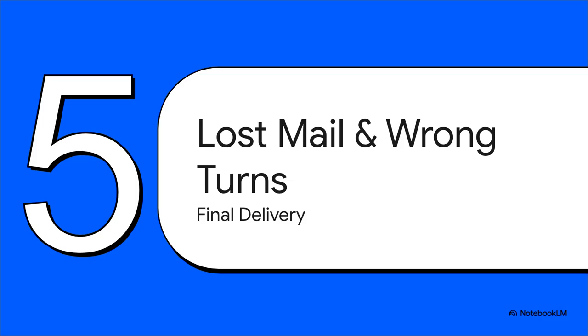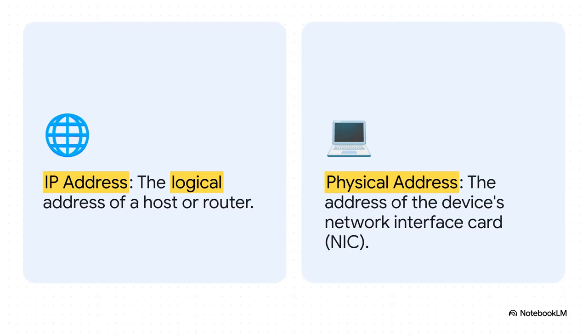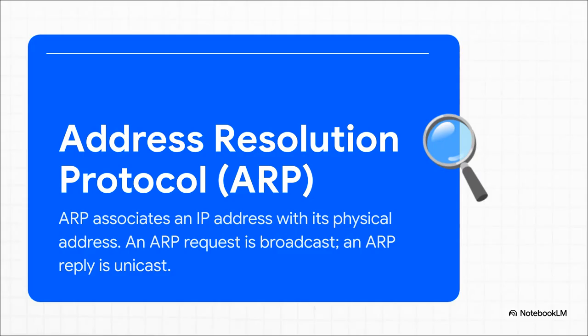But just like with physical mail, things can still go wrong at the last second. So, to understand this last little hop, we need to know about one more type of address. Your device has its IP address, which is like its street address. It's logical, it can change, but it also has a physical MAC address. This is burned right into its network hardware. It never changes. It's like the specific name on your apartment door. The IP address gets a packet to the right building, but the MAC address gets it to the right apartment inside.